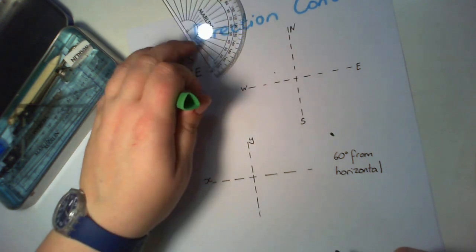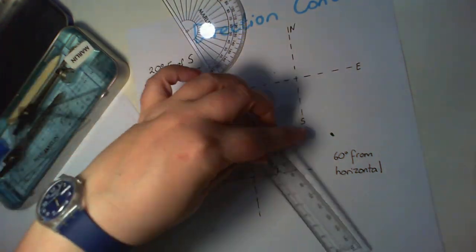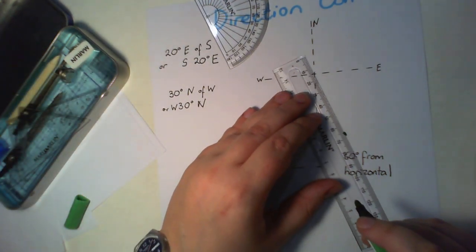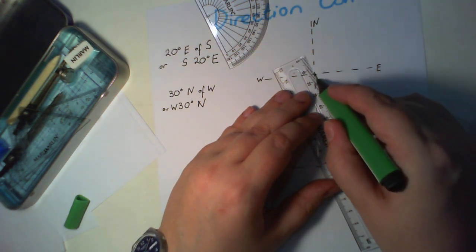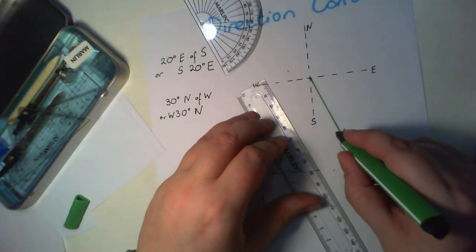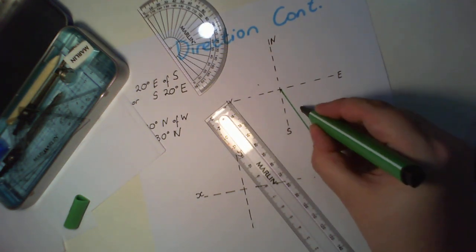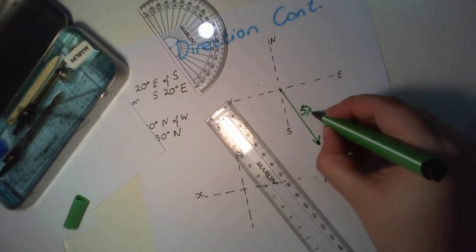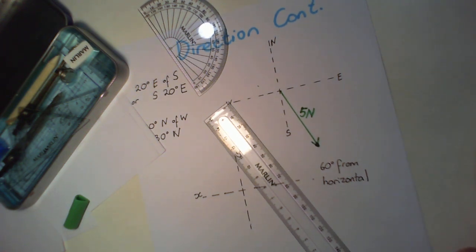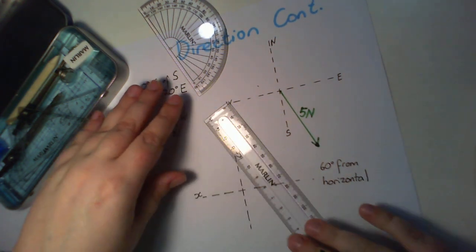Good? And then we're going to draw our vector. For now, these vectors are not scale vectors, they are simply showing direction, and we will write the magnitude on. For example, this might be 5 newtons. We will do scale vectors in the next video.